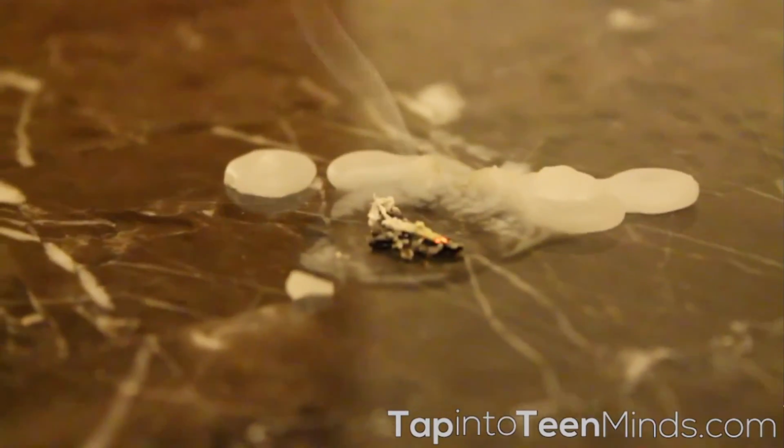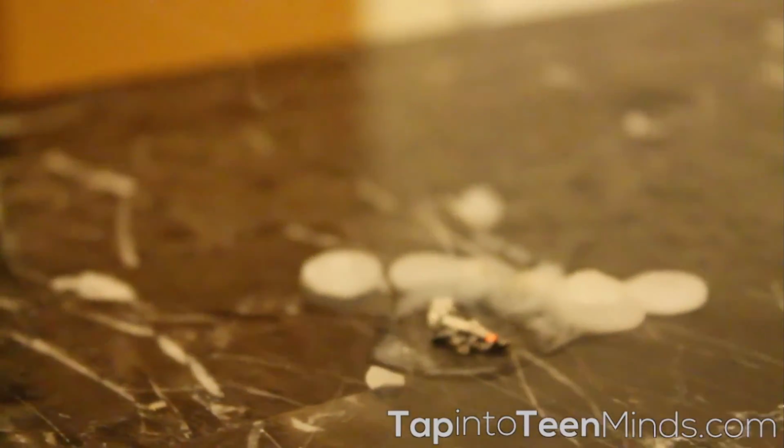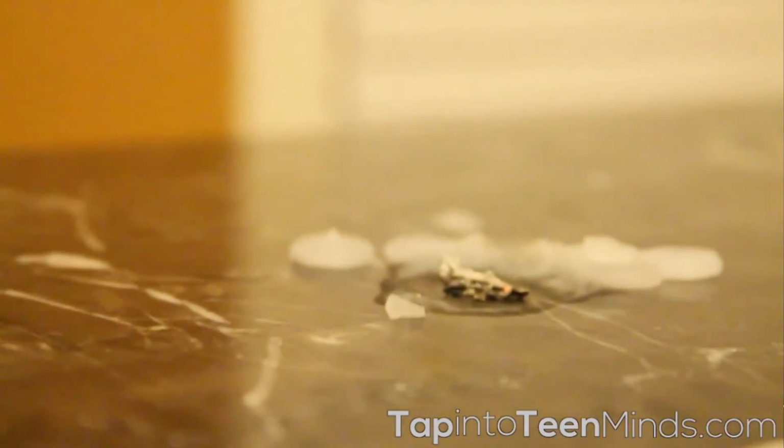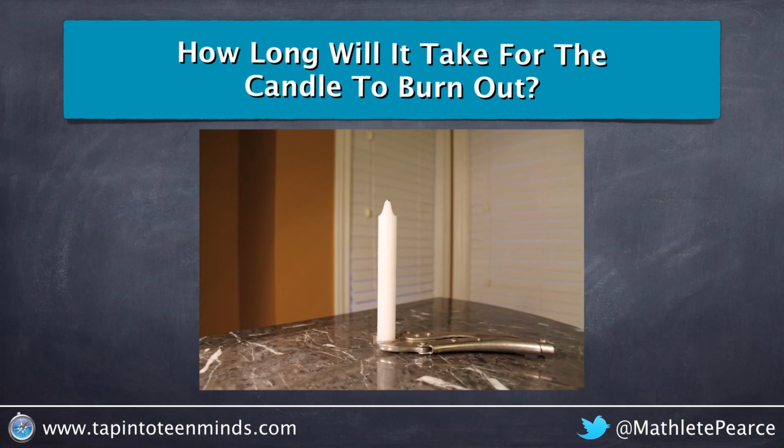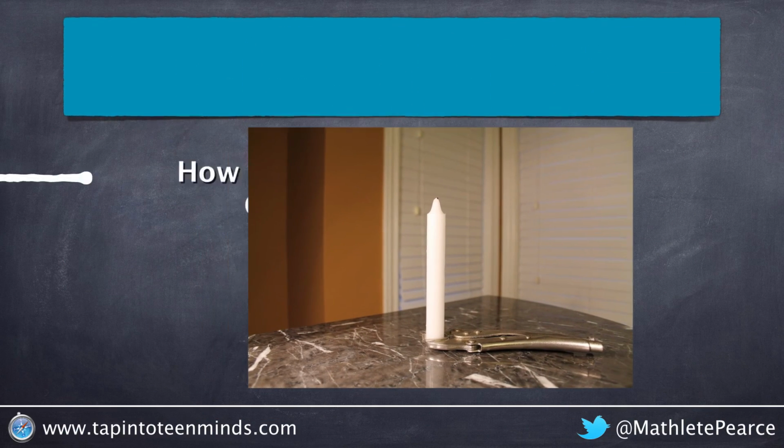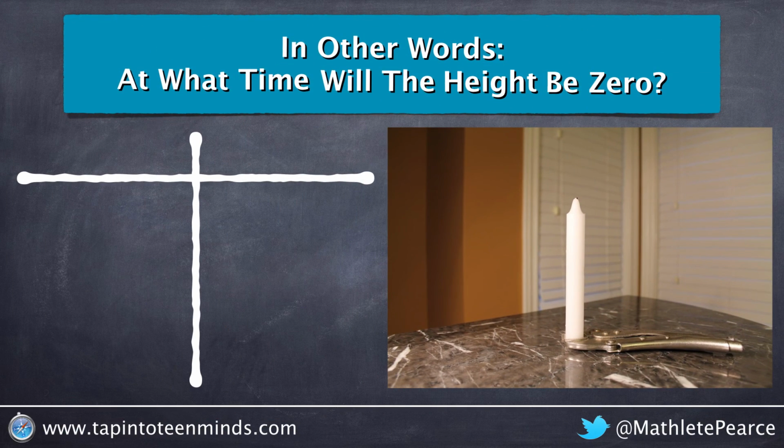While students typically bring up many different questions that they have after watching this video, typically the most popular is how long will it take for the candle to burn out? Or in other words, at what time will the height be zero? When working with two variable relationships, we need to identify the independent and dependent variables.